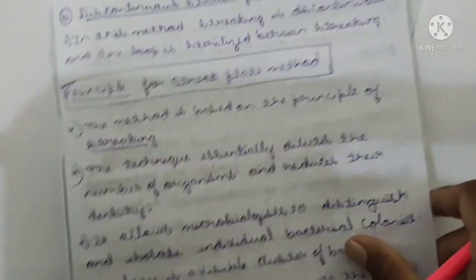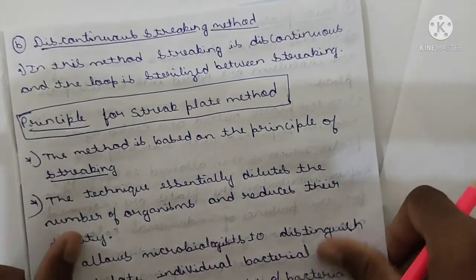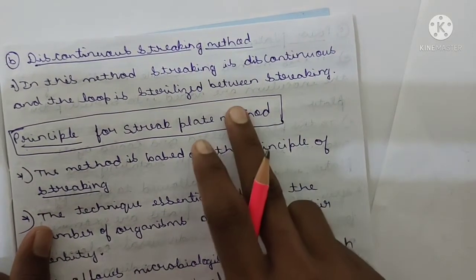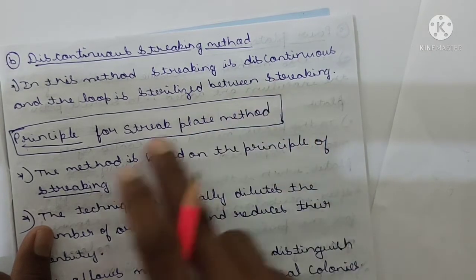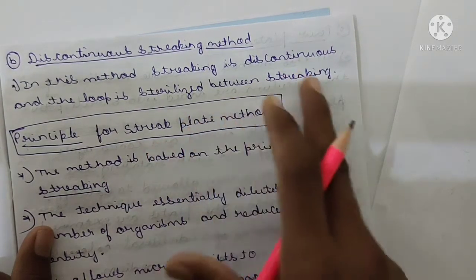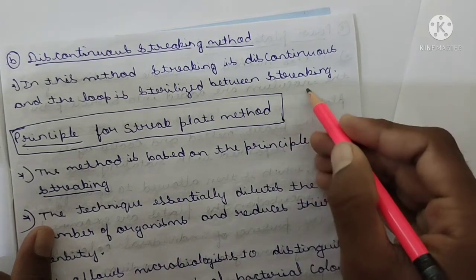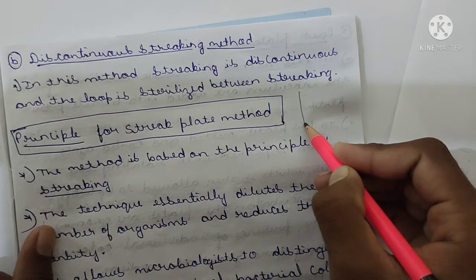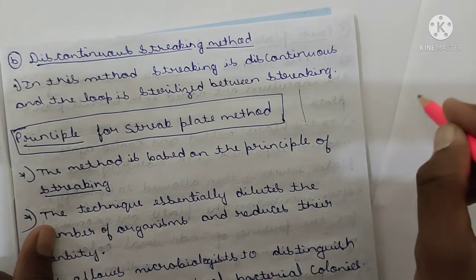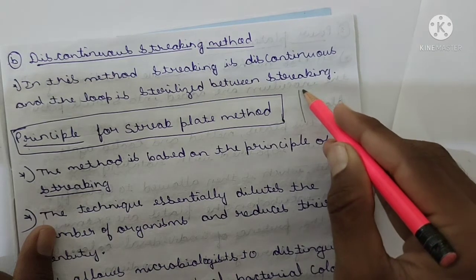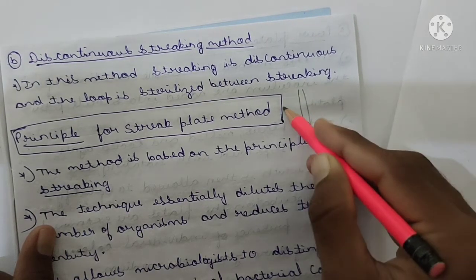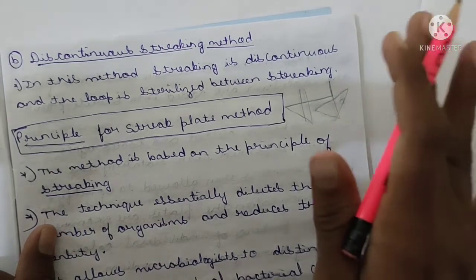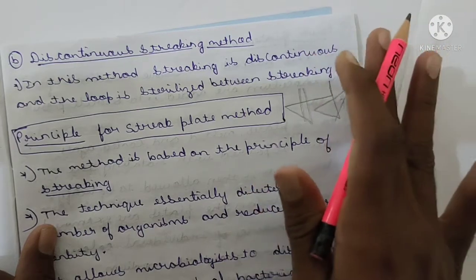Got it? Now the next method in streaking is the discontinuous streaking method. In this method, streaking is discontinuous and the loop is sterilized between the streaks. Means like this, it's one streak, discontinued, then again the loop is sterilized, again one streak, again one streak, like this way. We are streaking where? On the agar medium. Got it, my dear brothers and sisters? This is the discontinuous method.